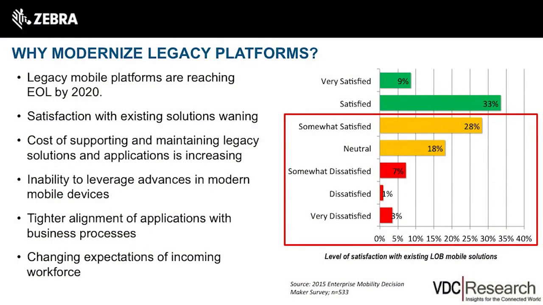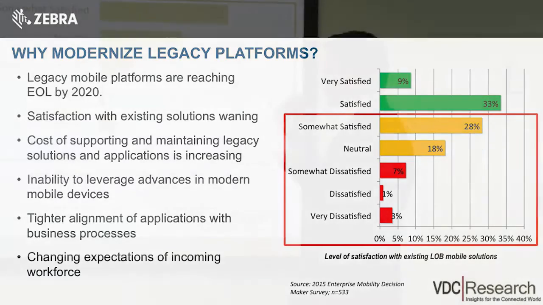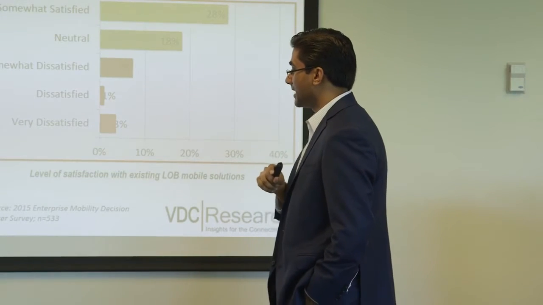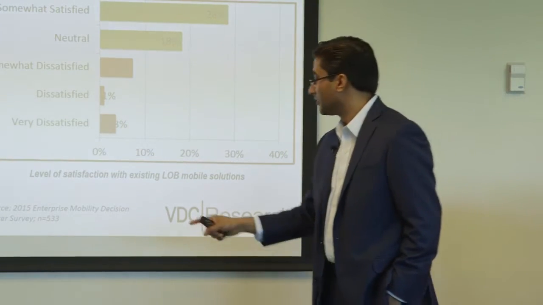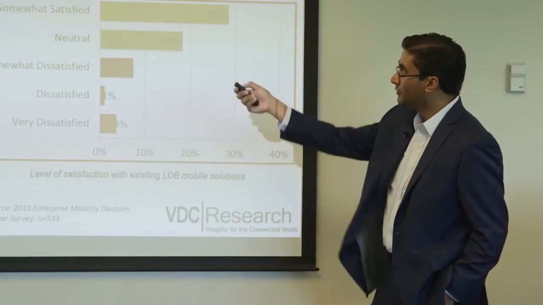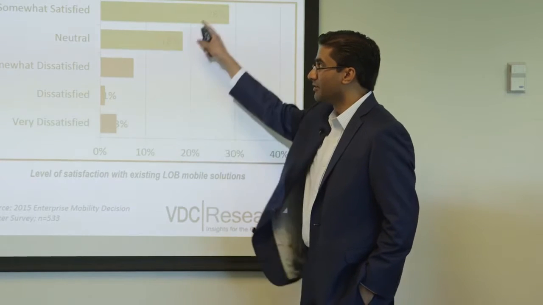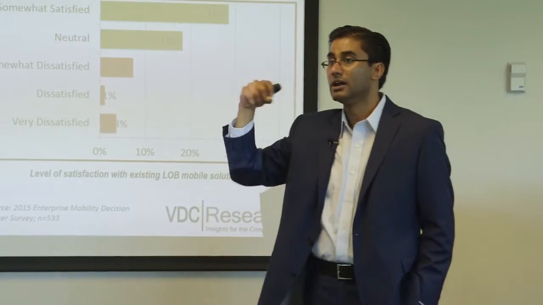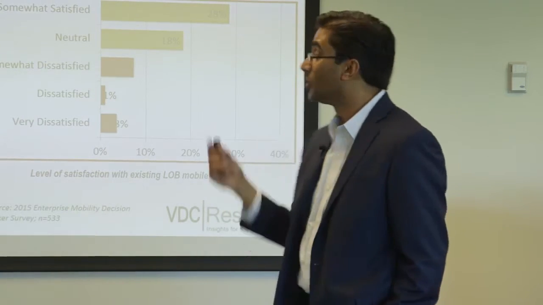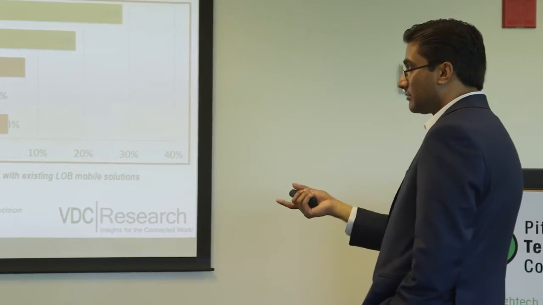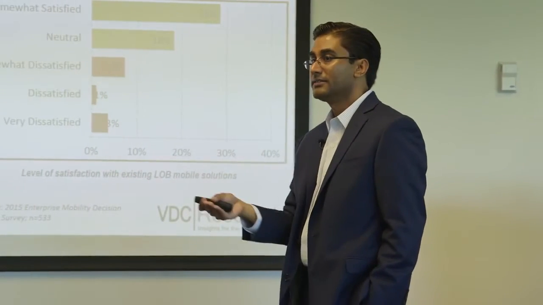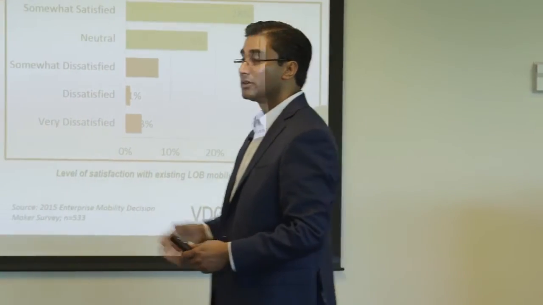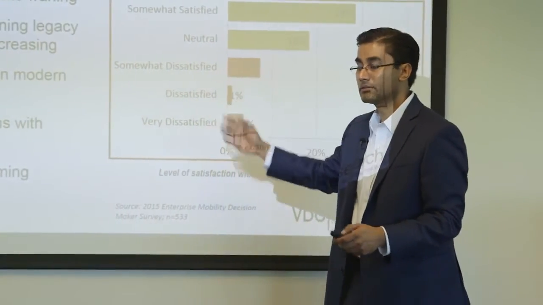Okay, now why modernize legacy platforms, right? Of course we know that mobile platforms are reaching end of life, right? But this data is from VDC, and the question that was asked is, what is the user satisfaction with existing line of business mobile solutions? And if you look, this is interesting, right? The majority of them were either somewhat satisfied or dissatisfied, right? Only a very small population was actually happy with how their line of business applications worked in the past. So to me, this is an indicator that the user is asking us, as a corporation or the enterprise, to think about, hey, what can you do to make my life easy, right?